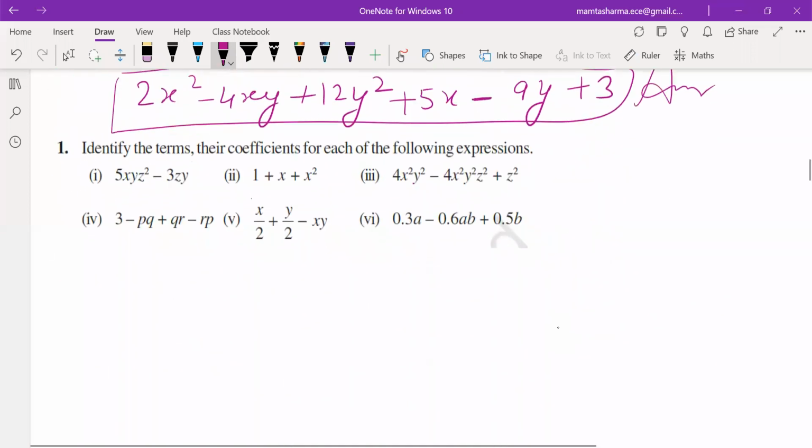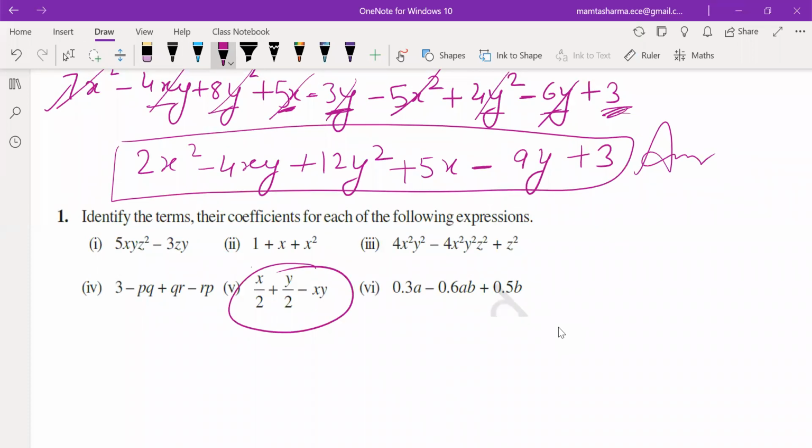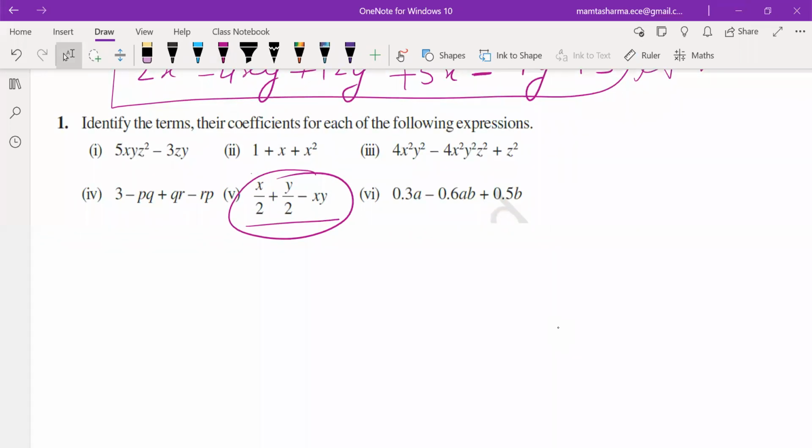Clear? Yes. Now, in this question, tell me the coefficients. Yes, Harshita. Nityashri? Nityashri, tell me the coefficients. Yes, ma'am. First one coefficients are 5 and 3. Okay, this one, ma'am. 1, 1, and 1. Wrong.